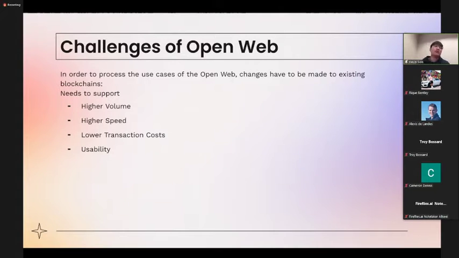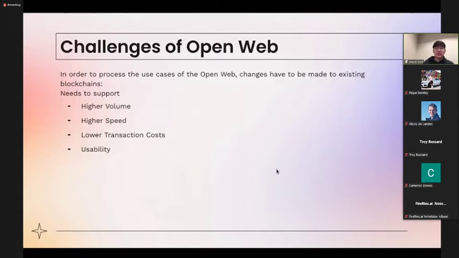Okay, and the same challenges in the open web exist as they existed in open finance when we went from open money to open finance. When we have the open web, these projects are going to be much, much larger. It's going to require more data, more transactions, and more usability.